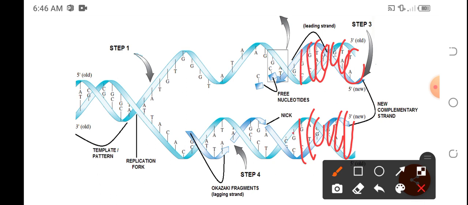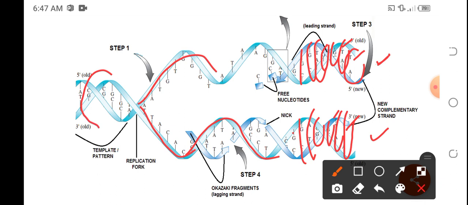So as you could see, the product after the DNA replication are identical DNA. Kasi nga, even though yung template strand nila ay magkaiba, because of the base pairing, magkakaroon pa rin tayo ng identical DNA. So whatever is the property of the old DNA, ganun din yung maproproduce na daughter DNA.